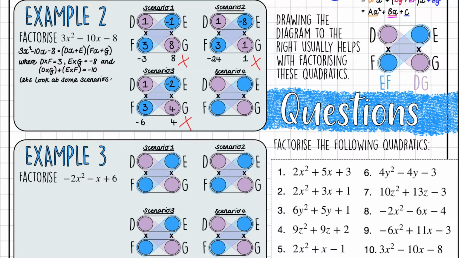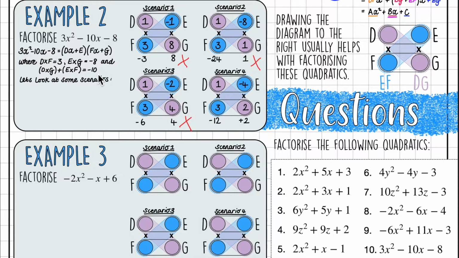Final scenario. D and f is still the same, but e and g we're going to try as minus 4 and 2. We've satisfied the first two rules. Now for the final one. D times by g is 1 times by 2, which is 2. And e times by f is minus 4 times by 3, which is minus 12. Minus 12 plus 2 is minus 10.